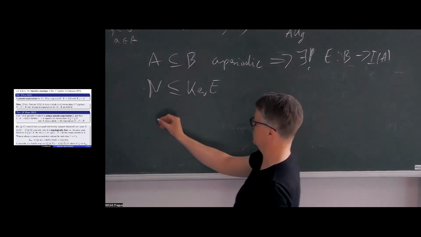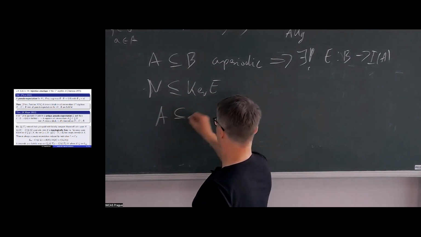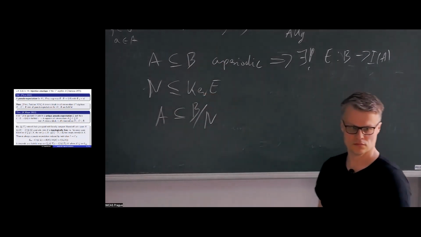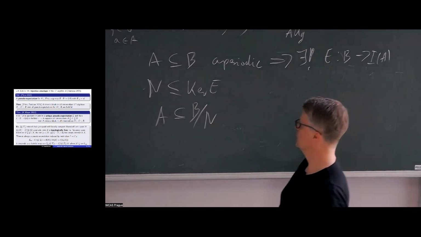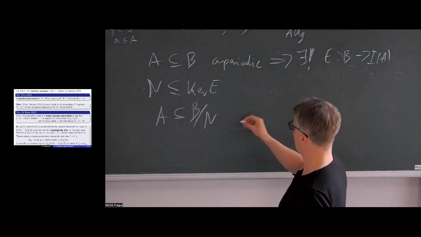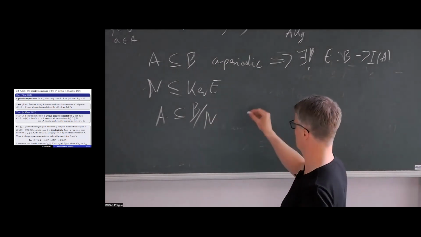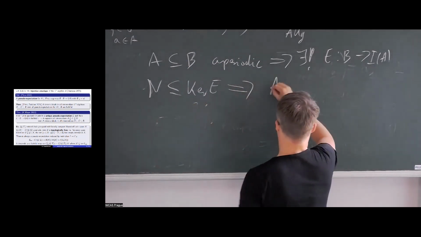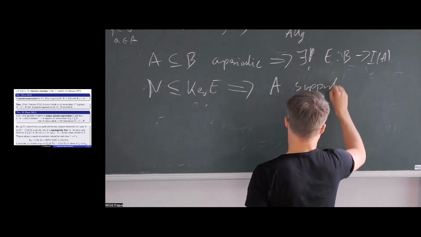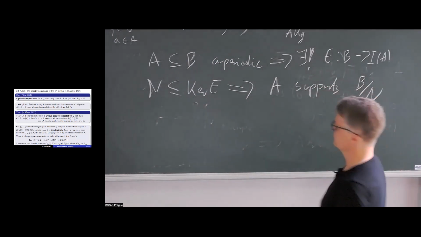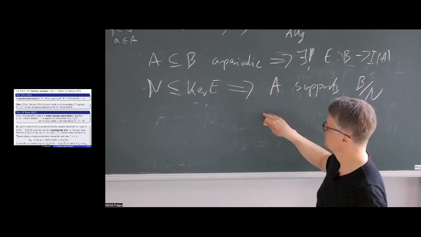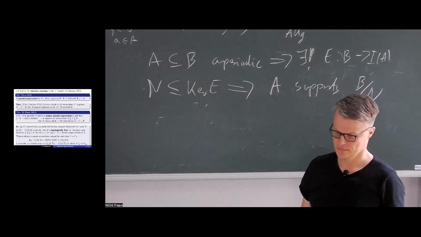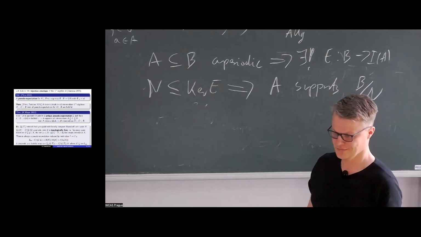So this means that this inclusion descends or factors, I don't know what's the right name, but you could call it the essential inclusion. And here A detects ideals and A supports this. So you may always pass to this quotient, where A supports B/N whenever your inclusion is aperiodic. Is that related to your question?